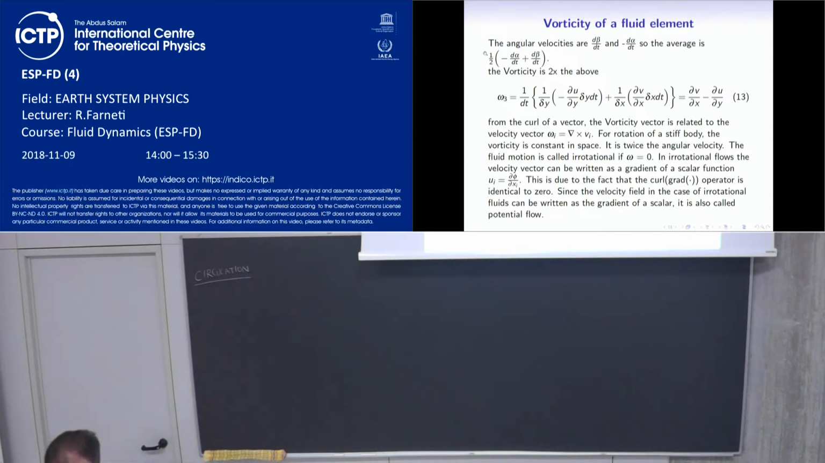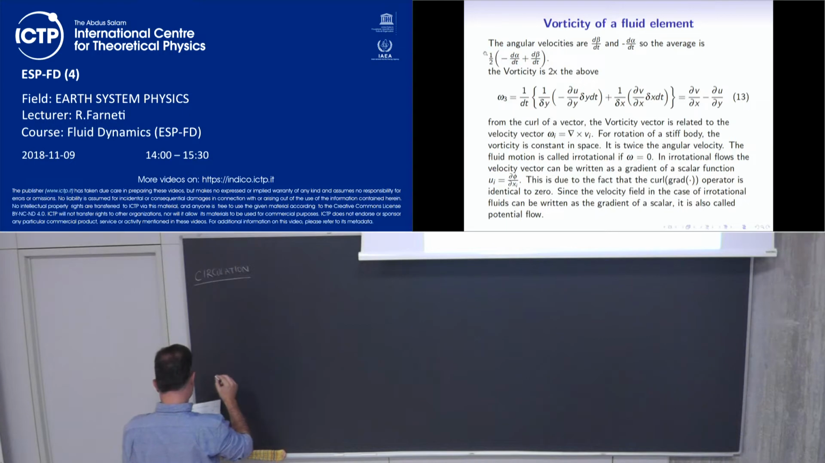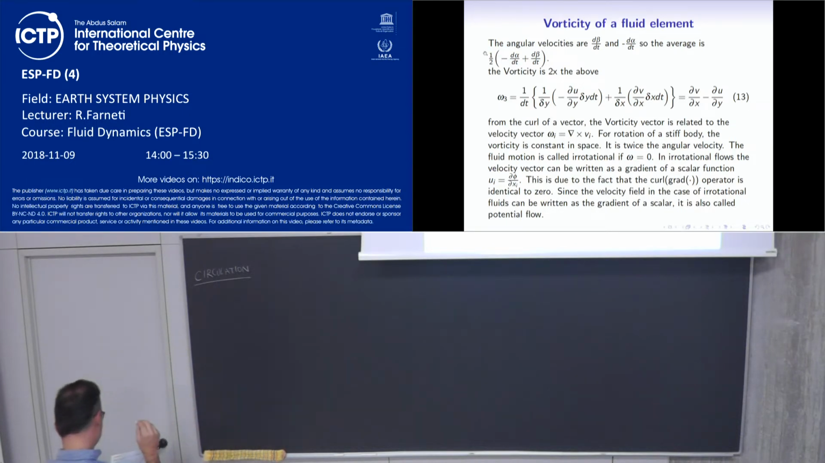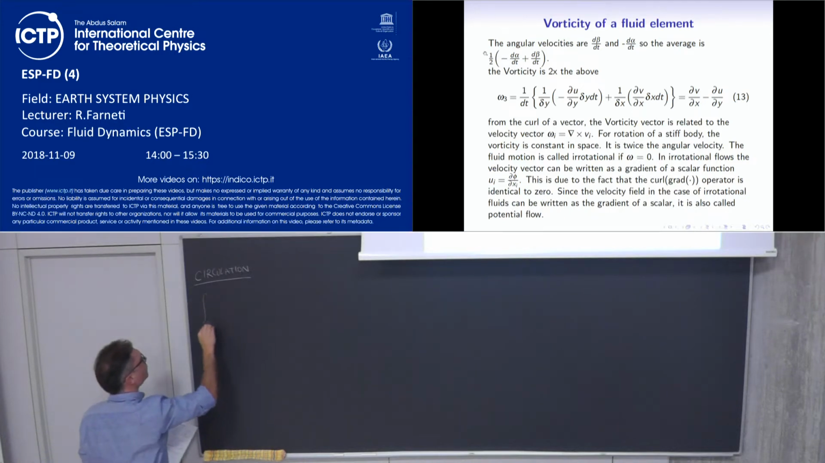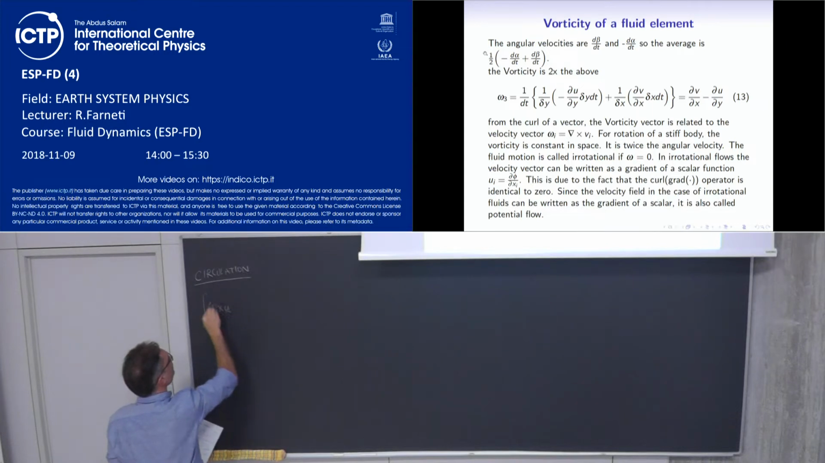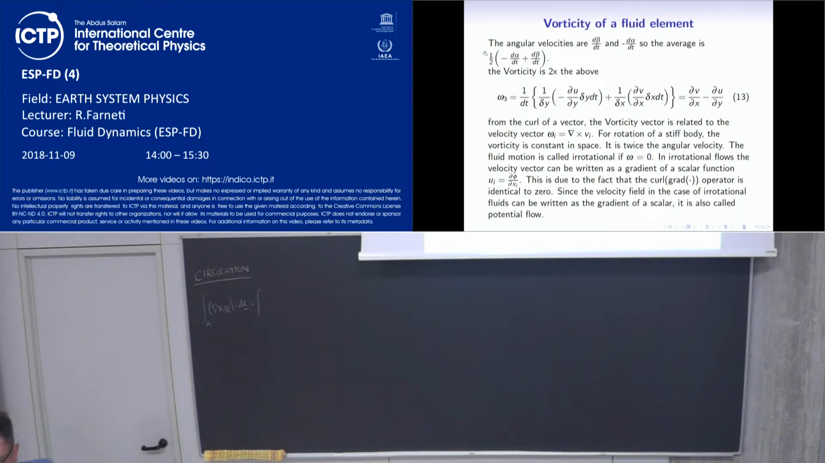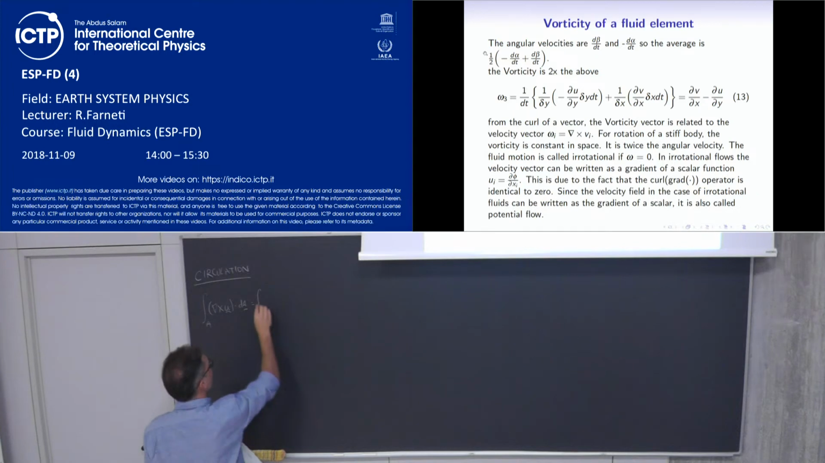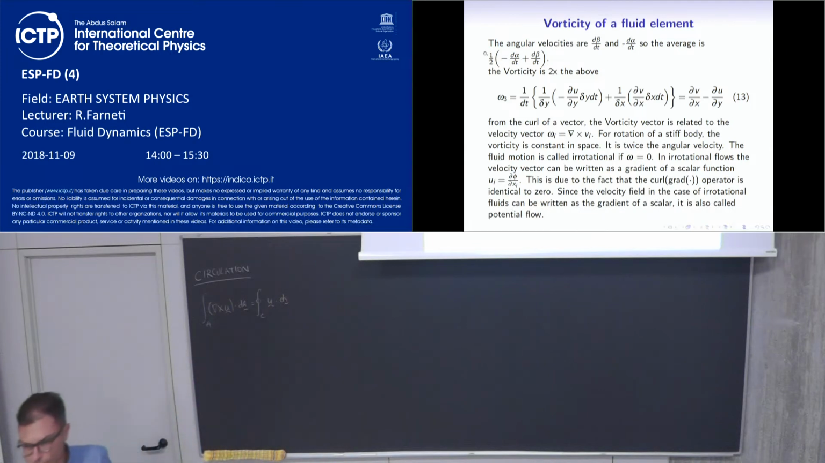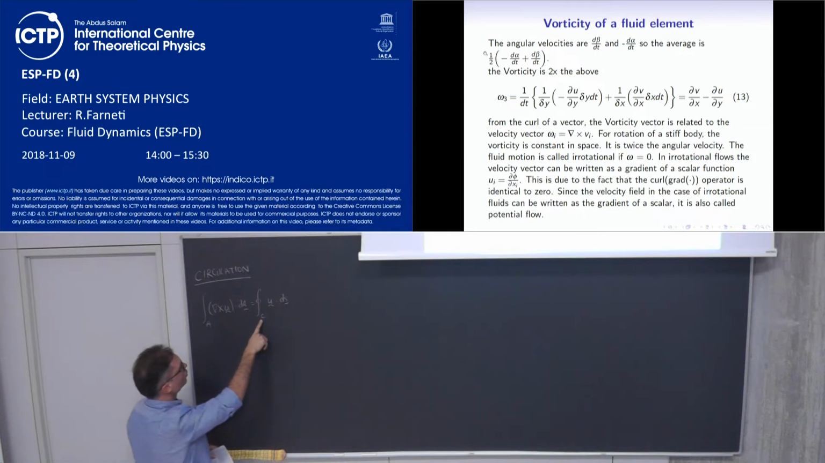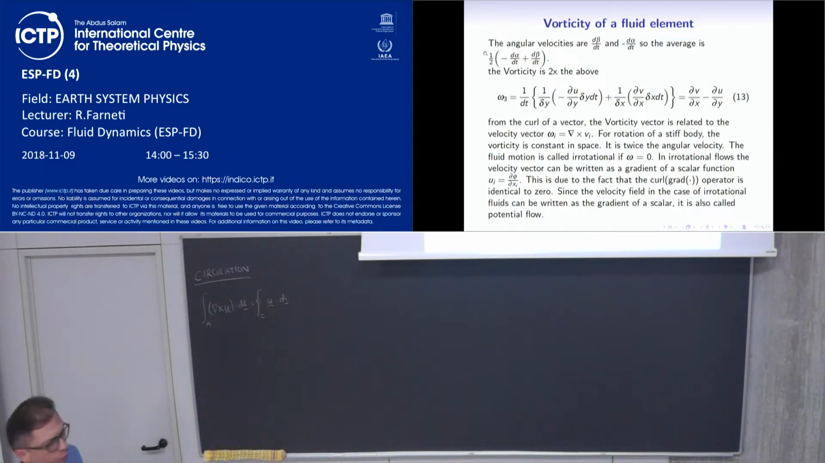Okay, so you can associate the concept of circulation to vorticity. If you remember Stokes' theorem, this area integral of the curl of the vector field was equal to a line integral of the vector field, right? Where this is a closed contour that is bounding the area over which you are integrating.